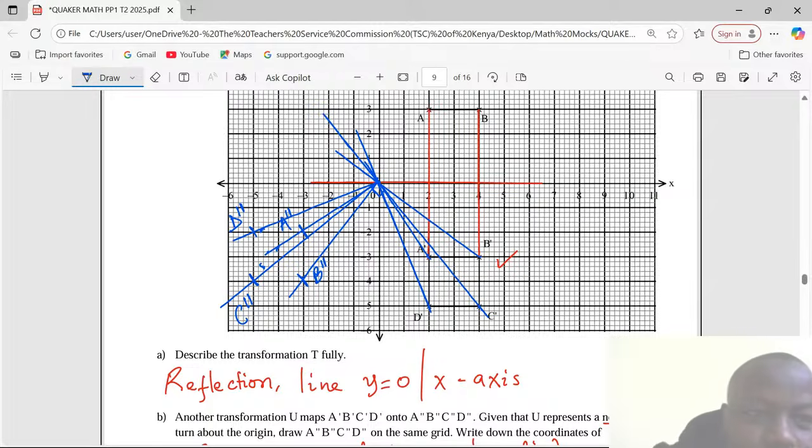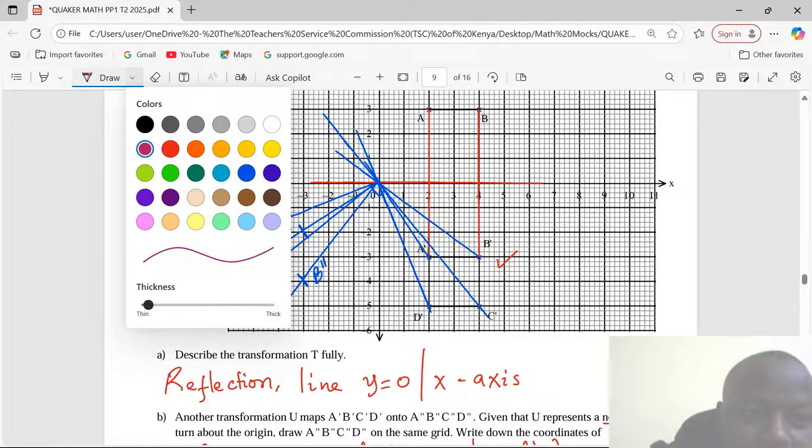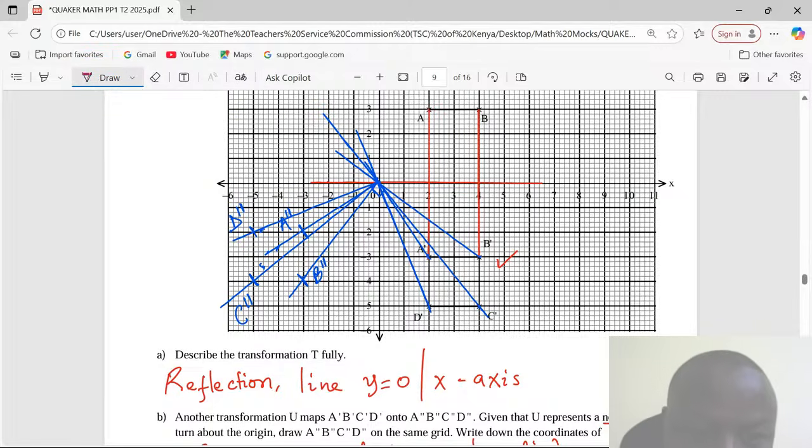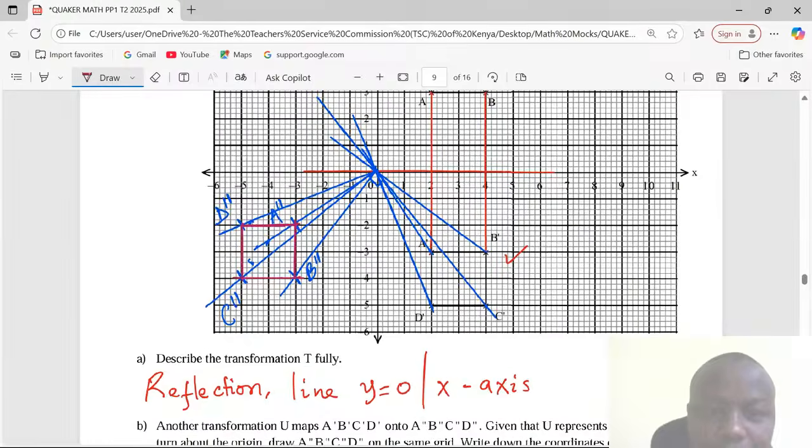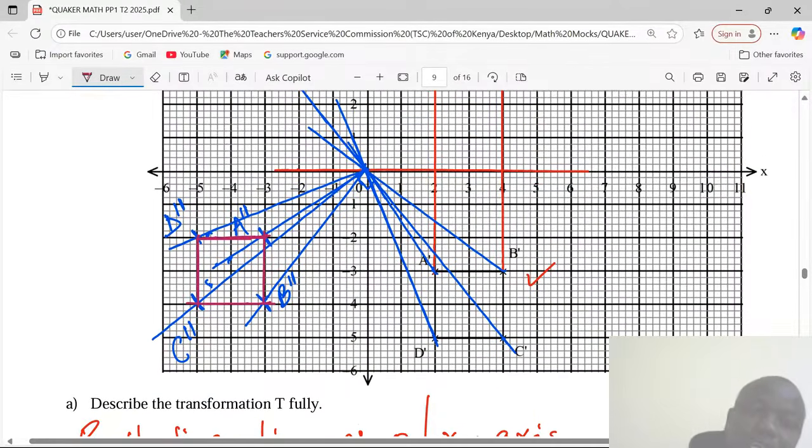Now I have all the coordinates already marked off. I'm supposed now to connect A to B, B to C, C to D, then back to A. Back to A that way. So now we have our rotated square. We have our rotated square that way.